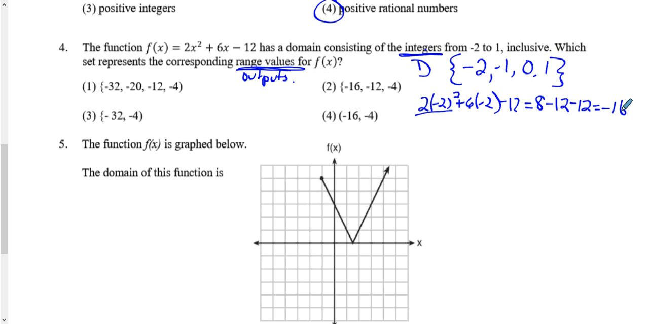So the answer's 2 or 4. Let's put in -1. 2 times -1 squared minus 6 times -1. What was it? No, minus 12, yeah. What's -1 squared? 1 times 2, so it's 2. Oh, it's plus 6, sorry. No, that would be -6. Minus 6 minus 12 gives you what?